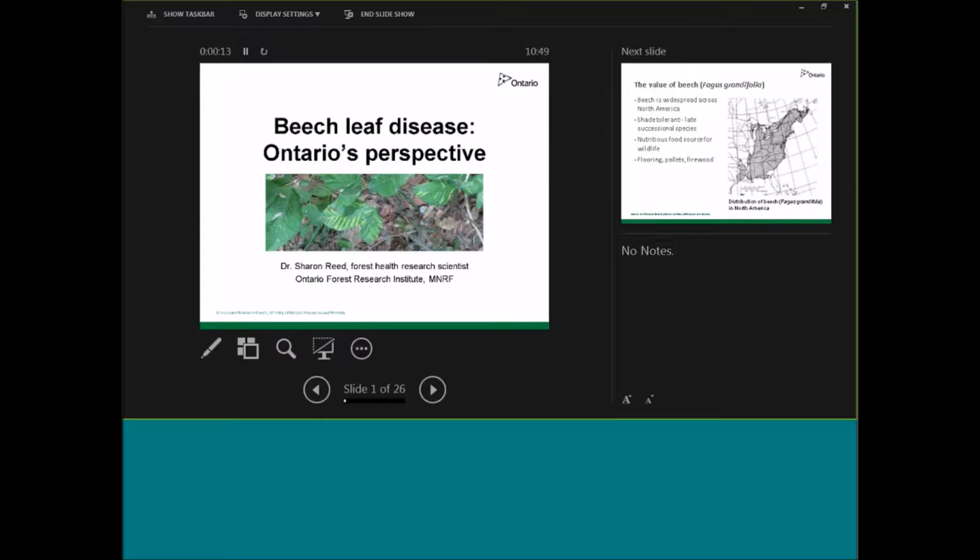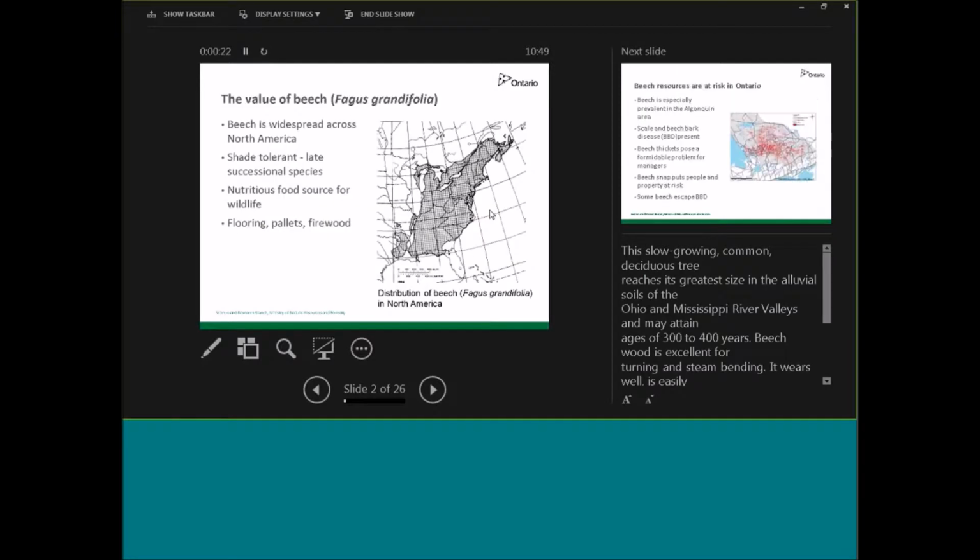So I am going to be talking about a new disease that's been detected in southern Ontario, beech leaf disease. Beech is an important tree species throughout eastern North America. It is shade tolerant. It's a late successional species. It has a lot of ecological value. It's an important food source for wildlife, a lot of protein content and fat content in the seeds. Its market value is much lower. It is used for flooring, pallets, and firewood.